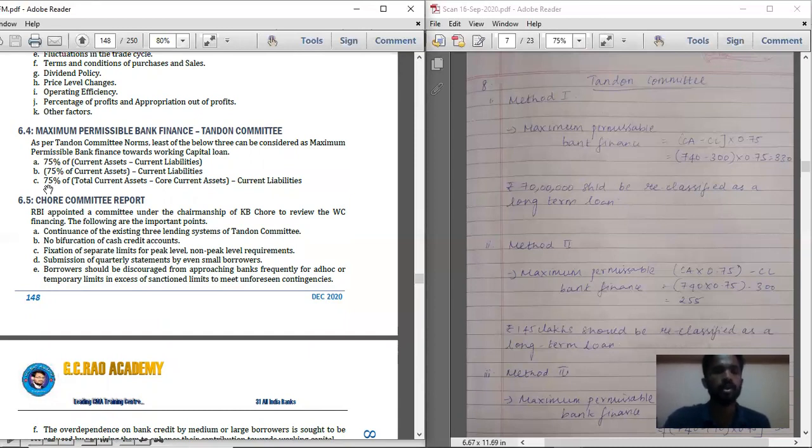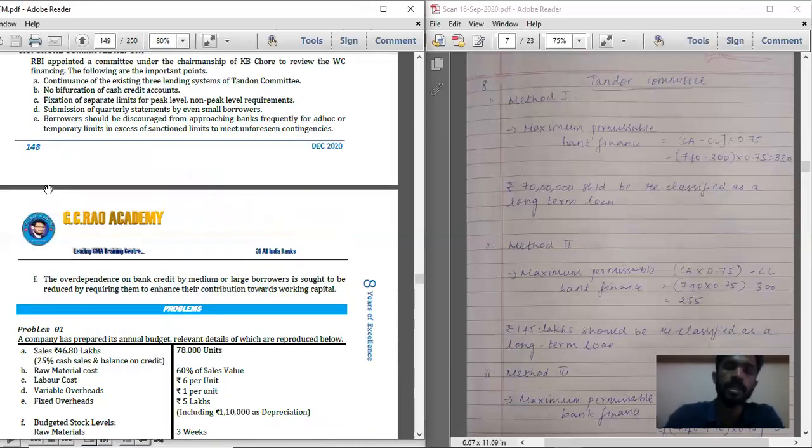What are core current assets? They will mention it in the problem itself. Suppose they give you a problem, below it as an adjustment they will give you the core current assets value. So whatever the total current assets are, reduce the core current assets from that, take 75%, and then subtract current liabilities. These are the three methods of calculating maximum permissible bank finance towards working capital loan as mentioned by the Tandon committee.